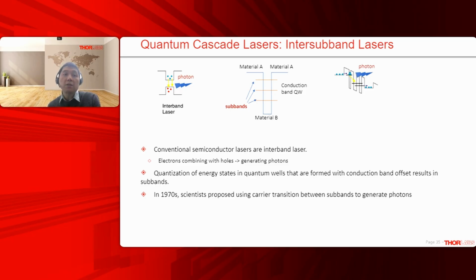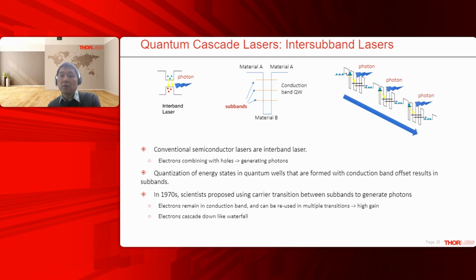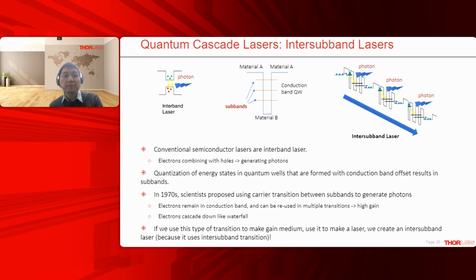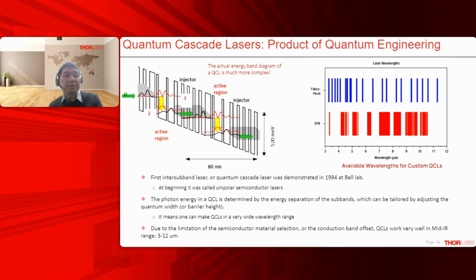In this case, the electron remains in the conduction band after the transition and can be reused in multiple transitions, in which the electron cascades through multiple stages, generating a photon at each step. If we use this type of transition to make a gain medium and further design a laser with it, we create inter-subband lasers. The first inter-subband laser, or quantum cascade laser, was demonstrated in 1994 at Bell Labs.